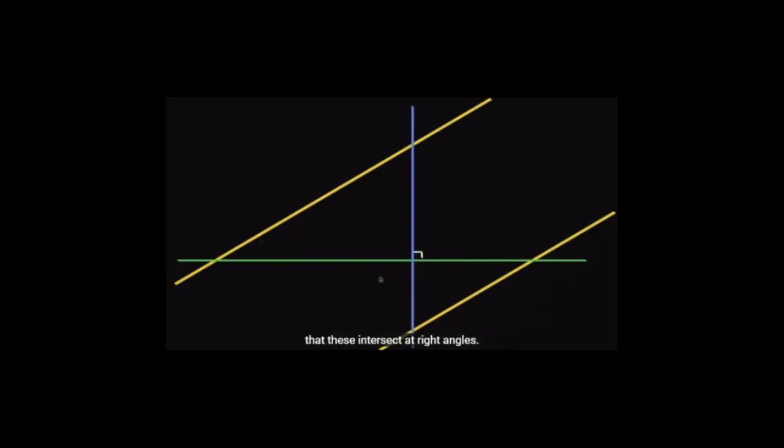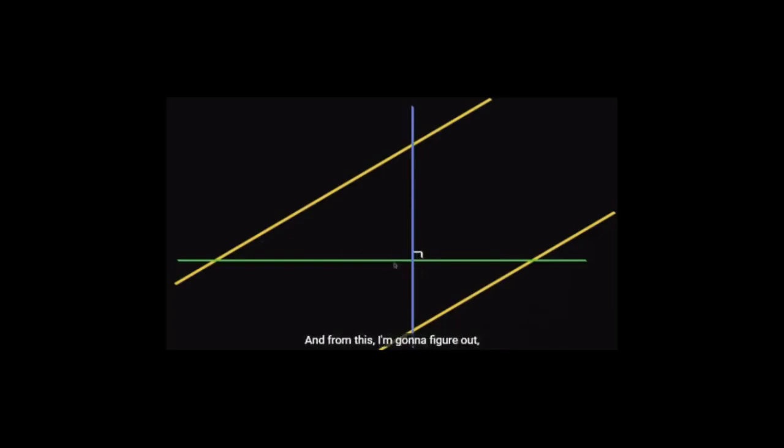So first let me draw a horizontal transversal, just like that. And then let me do a vertical transversal, just like that. And I'm assuming that the green one is horizontal and the blue one is vertical. So we assume that they are perpendicular to each other, that these intersect at right angles.